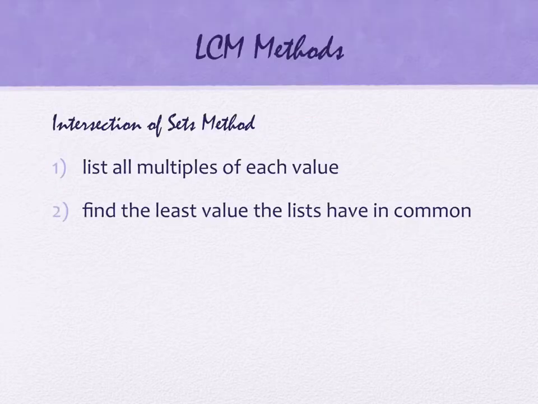All right, let's look at another list, another possibility. This is called the intersection of sets method. We saw this one before. The idea is that we list all the multiples of each value, and then we find the least value that the lists have in common.